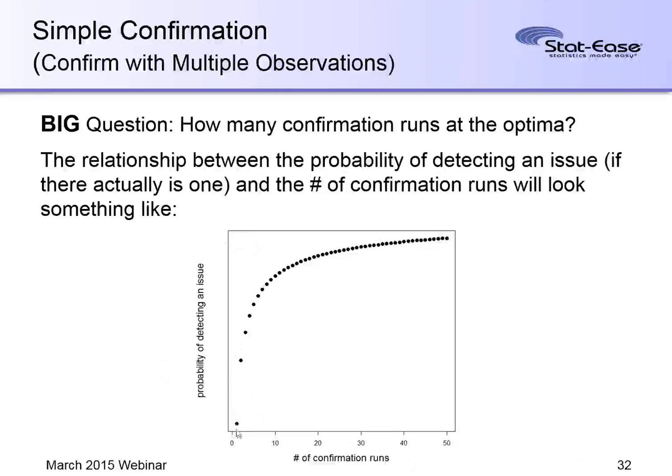So here's one thing you can see. Okay, let me go ahead and circle this point. This point here corresponds to 1 confirmation run. Okay, this next point corresponds to 2 confirmation runs. So as you may notice, as I increase the number of confirmation runs, the ability to detect an issue with the model increases, but it increases at a much smaller rate. The biggest gains appear to come from the first few runs.